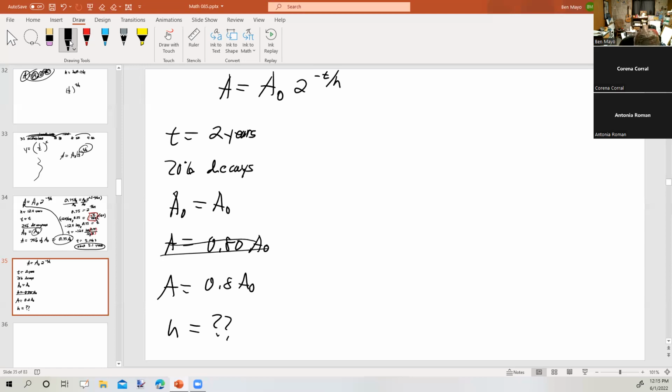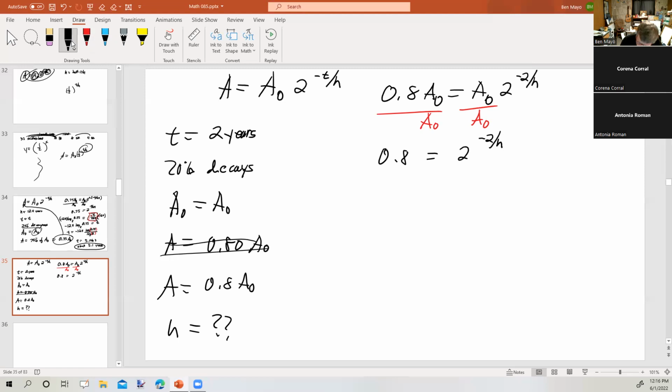Yes. All right. So 0.8 a sub 0 equals a sub 0 times 2 to the negative 2 divided by h power. My next move is going to be to divide both sides by a sub 0. So I get 0.8 equals 2 to the negative 2 over h power. I'm trying to solve for h, which is part of the exponent.